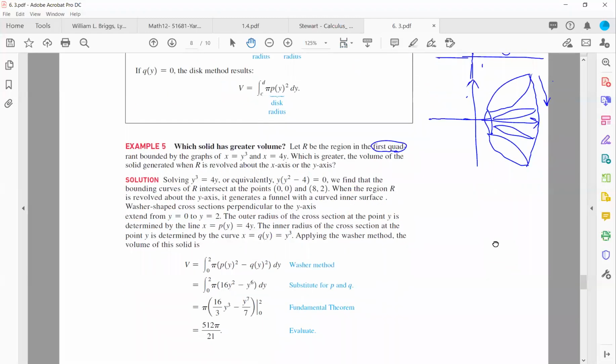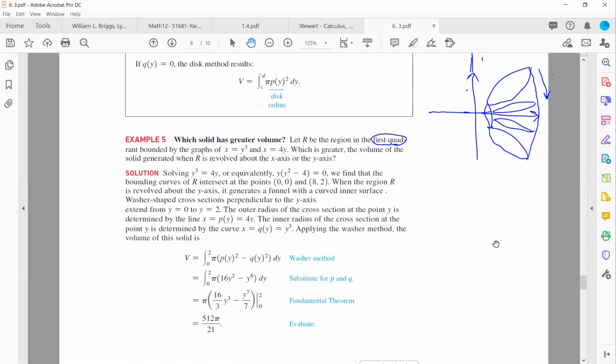Very well. First, let us find the volume about the y-axis. We revolve that region about the y-axis. x equals y cubed, x equals 4y. First of all, the boundaries are not given. So let us set them equal to each other to find a and b. x is y cubed, x is 4y.